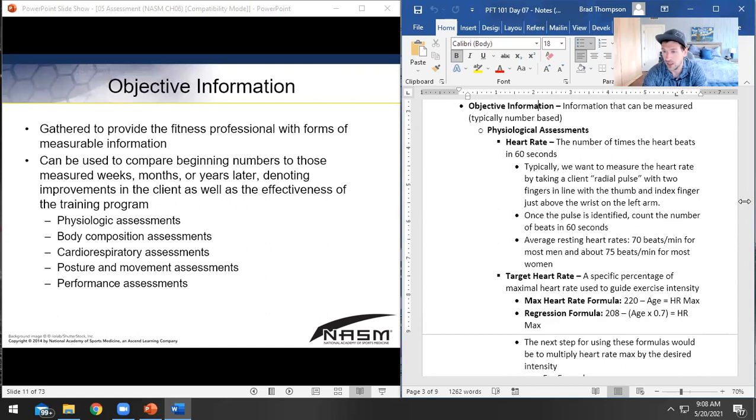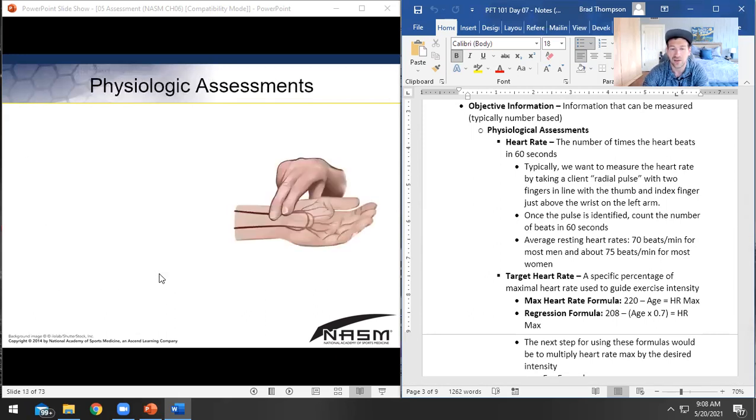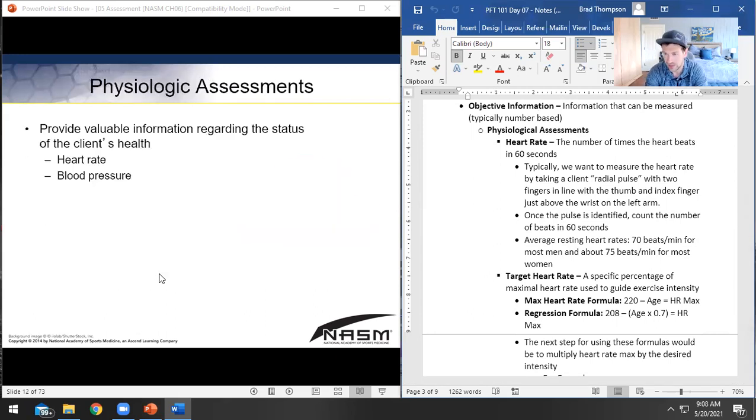So the first objective information category you've got, like I said, is going to be the physiologic stuff. And so we are going to gather our client's heart rate, okay? And so what we want to figure out is what their resting heart rate is. Now, your true resting heart rate should be taken in the morning as you are getting out of bed. But good luck getting your clients to remember to do it. I've had trouble with that forever. I'll be like, I will text you as you are getting up. What time do you wake up? But nobody ever does it.